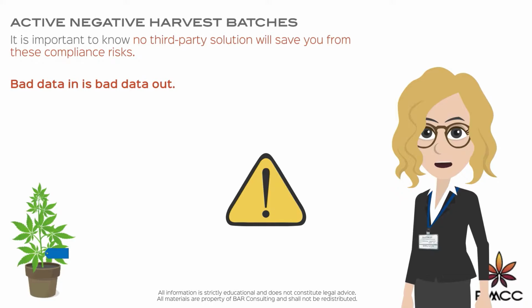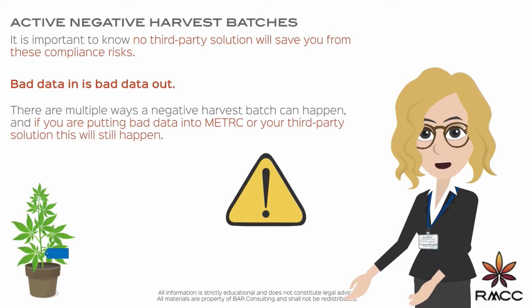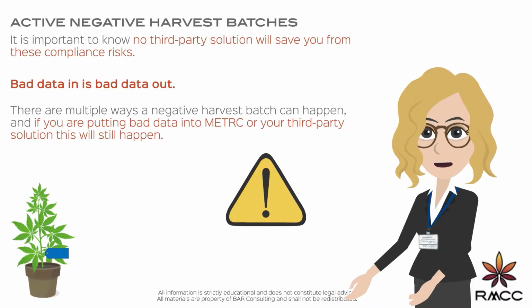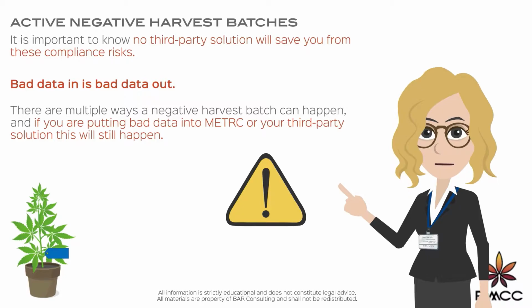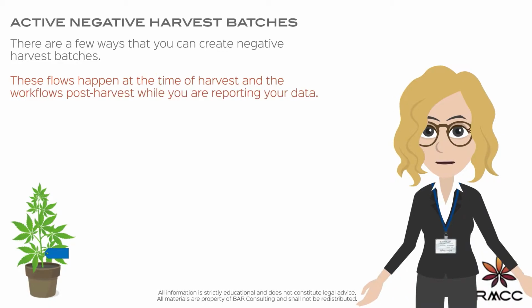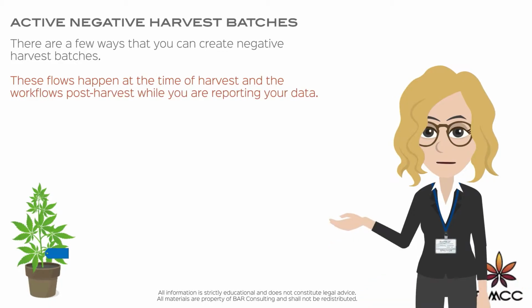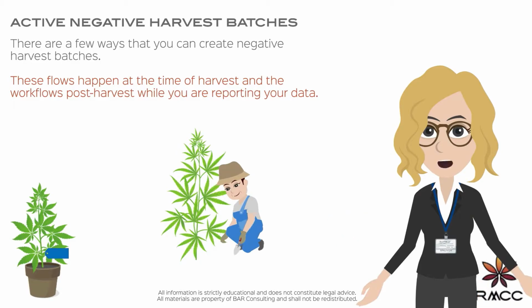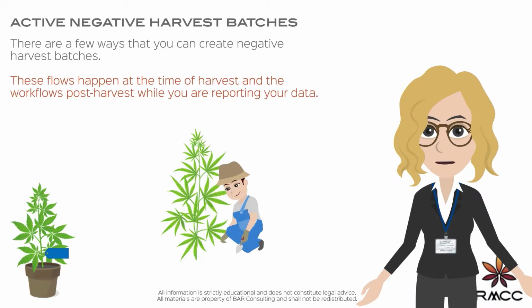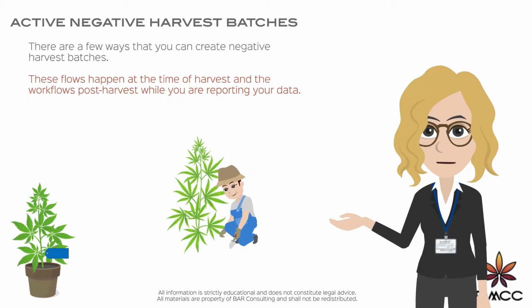So just know that there are multiple different reasons why a negative harvest batch can happen. And if you are putting bad data into Metrc, or into a third party that's integrated into Metrc, this will still happen. High level, there are three flows that can create negative harvest batches. These flows happen at the time of harvest and in the workflows post harvest while you're reporting your data.